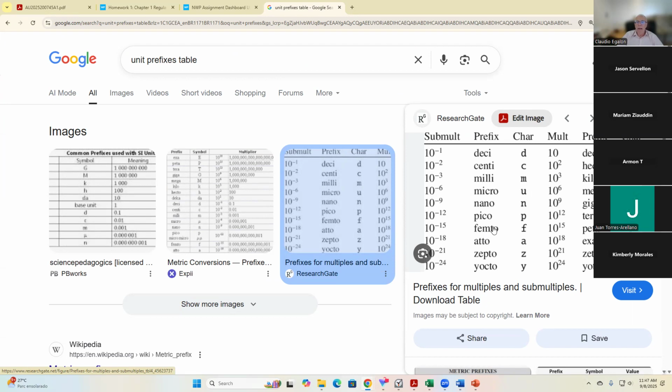Micro is the Greek letter mu. They put the Latin letter U, okay? Nano is lowercase n, pico lowercase p, and then you have the other ones that are less frequently used: the femto, the atto, the zepto, the yocto, and the deca, 10 times, hecto, 100 times, kilo, 1,000 times, mega, a million, giga, a billion, tera, a trillion, and so on, okay? Peta, exa, zetta, yotta.